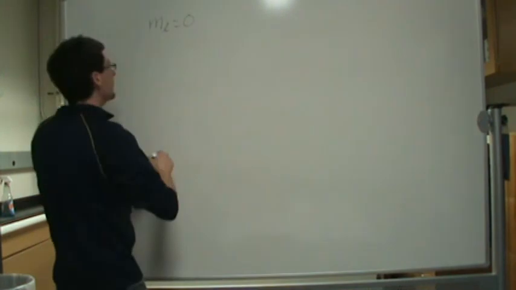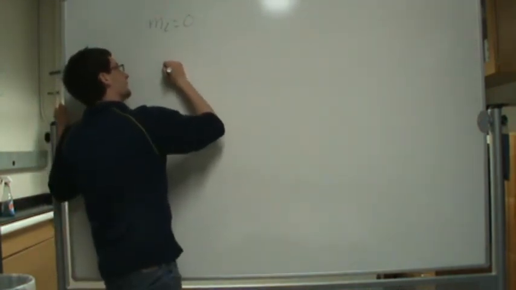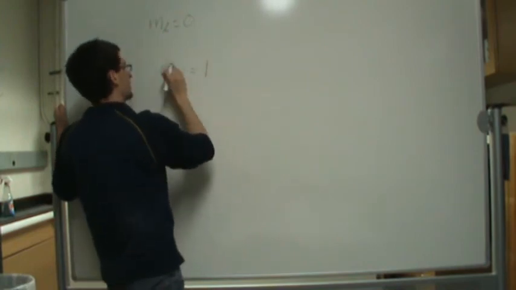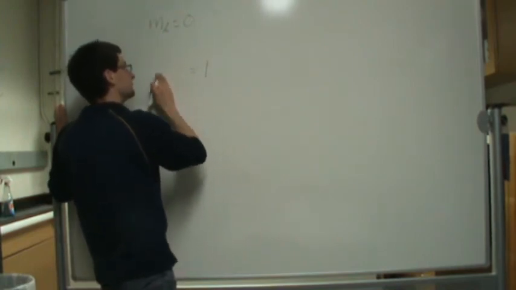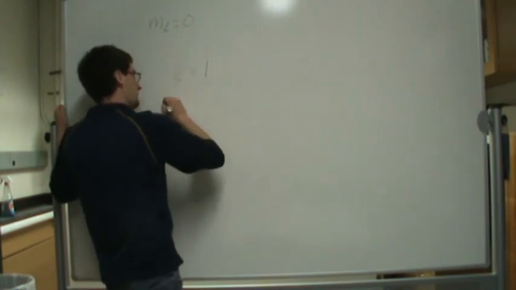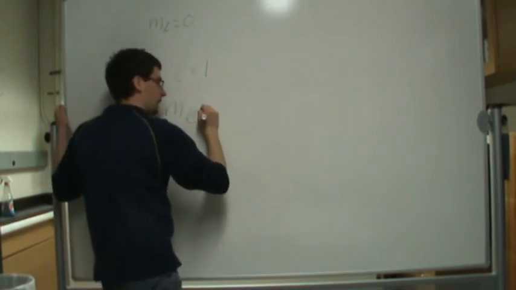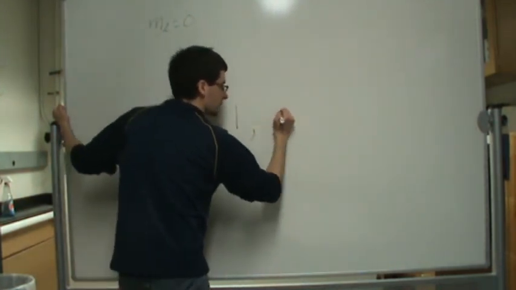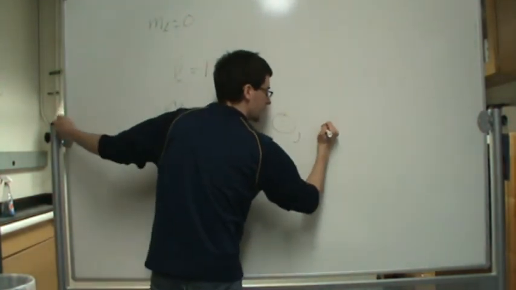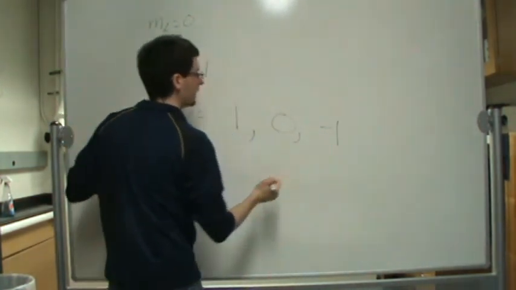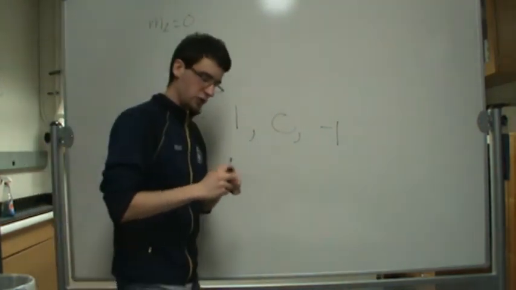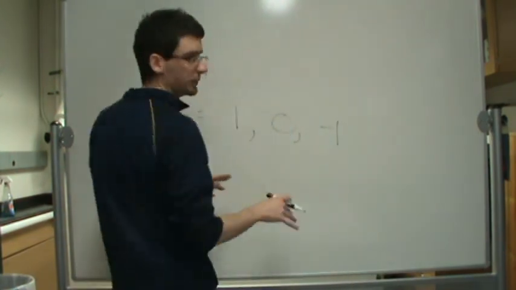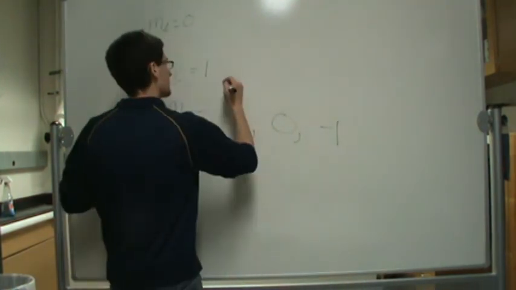If our L value is equal to 1, that means we can have an ml value of positive 1, 0, and negative 1. And if you notice, you should know that we have 3 p orbitals: the px, the py, and the pz.